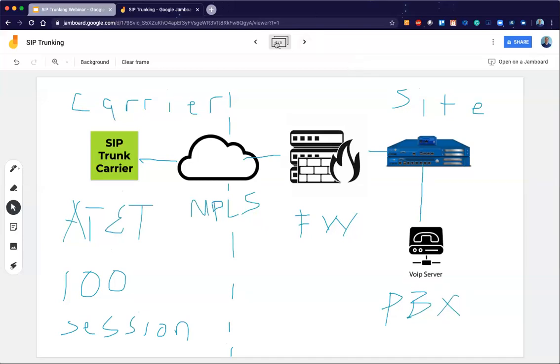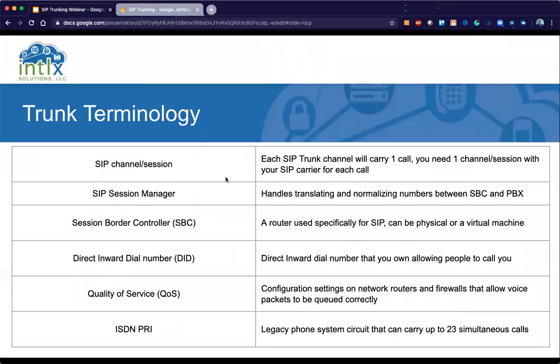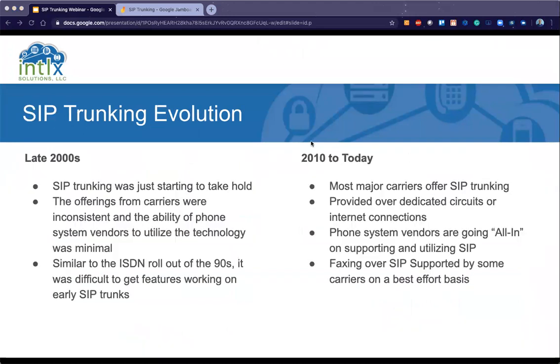All right. So I am going to bounce back here over on the left-hand side and go back to our presentation. Okay. Talk a little bit about SIP trunking evolution.